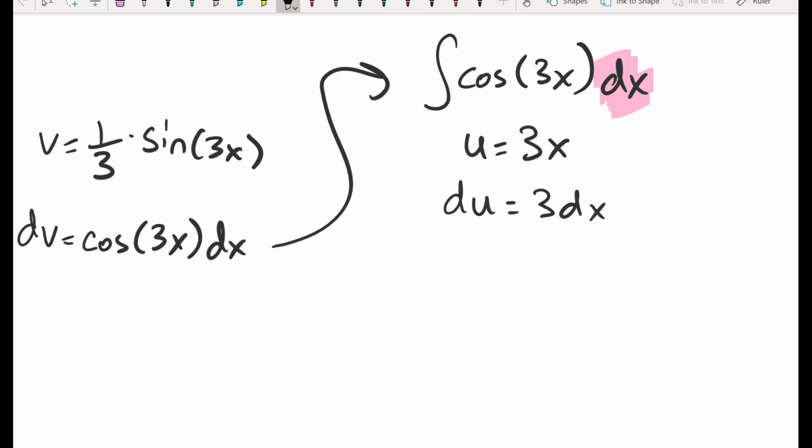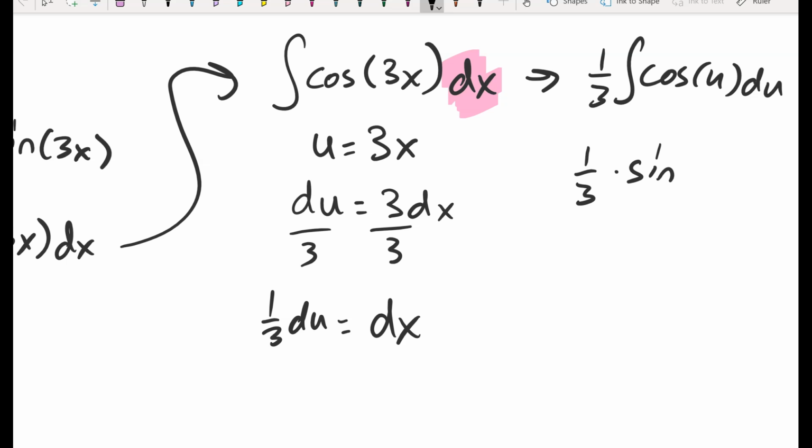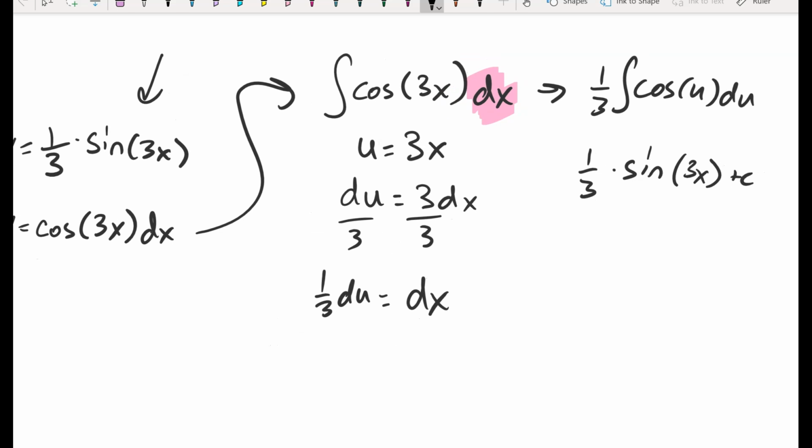So I'm going to divide out 3 to find the 1/3 du is equal to dx. So this integral now becomes 1/3 times cosine of u du, and if I take the antiderivative, that's 1/3 sine of u, which is just 3x, plus c. So that's where we get that 1/3 sine of 3x from. You don't need to know the derivation of that.